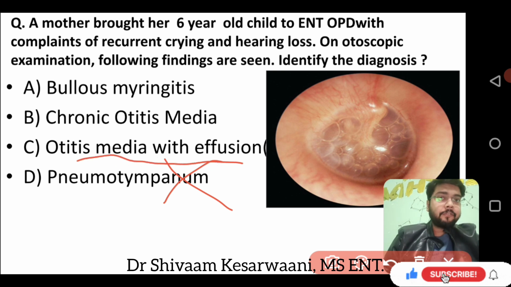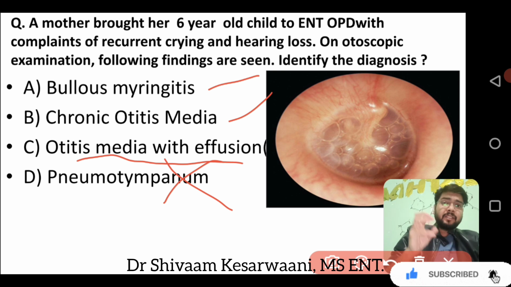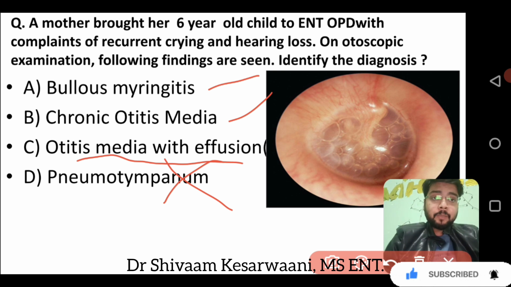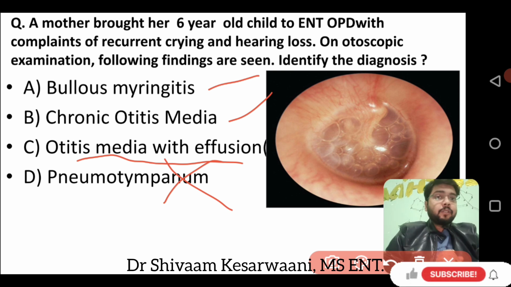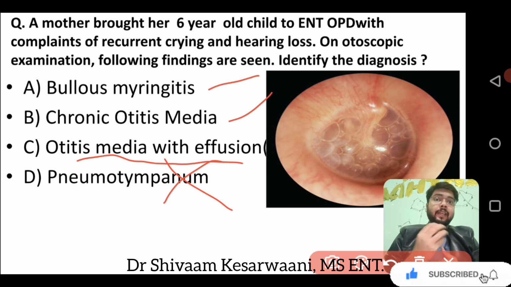Chronic otitis media and bullous myringitis we have already seen. In chronic otitis media, there will be a perforation in the tympanic membrane, and then you will see discharge, right? So the answer here is otitis media with effusion. I hope this short video has conveyed to you two important questions and their description.